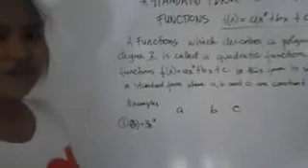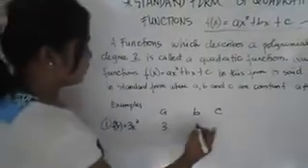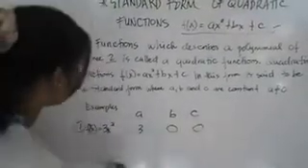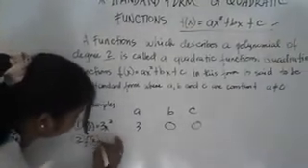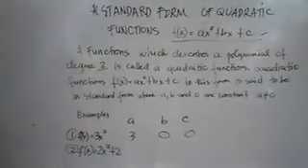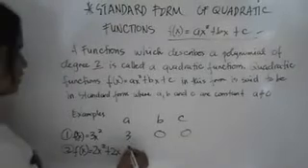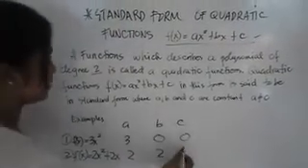we will find the values of a, b, and c. The value of a is equal to 3, b is 0, and c is equal to 0. Example number 2. The value of a is equal to 2, the value of b is equal to 2, and the value of c is equal to 0.